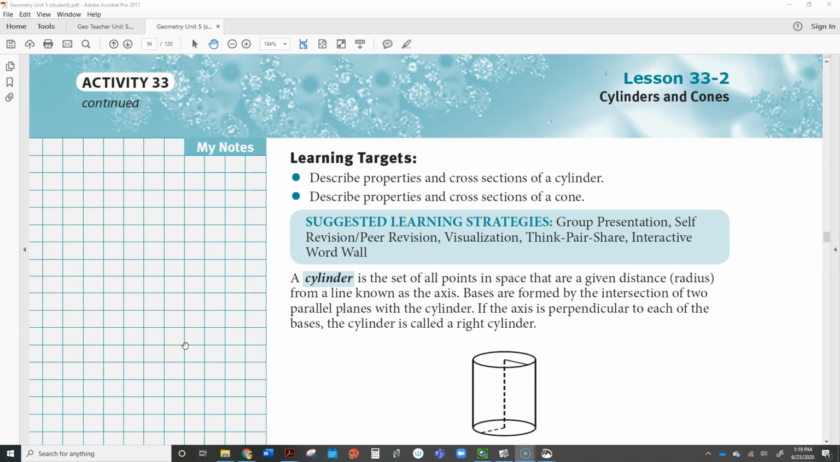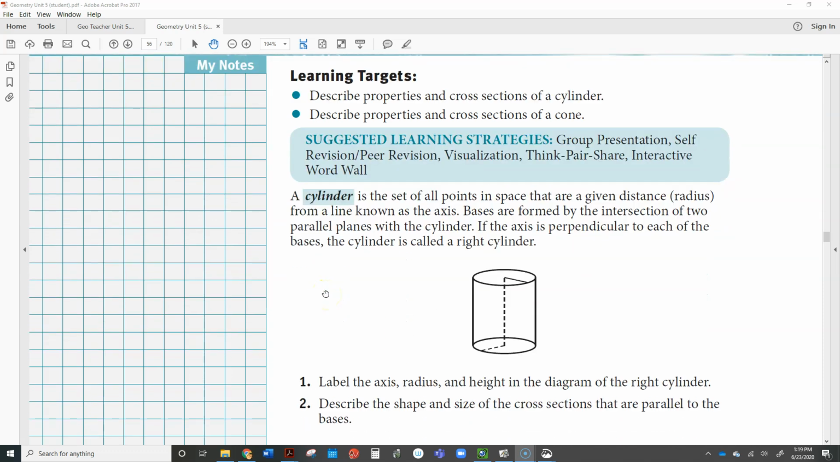This is lesson 33-2. It's on cylinders and cones. Here it tells us that a cylinder is a set of all points in a space that are a given distance, and that distance is called a radius, from a line known as the axis. And you keep reading, and they tell you that you have two bases, and if the two bases are perfectly aligned above each other, then it's called a right cylinder.